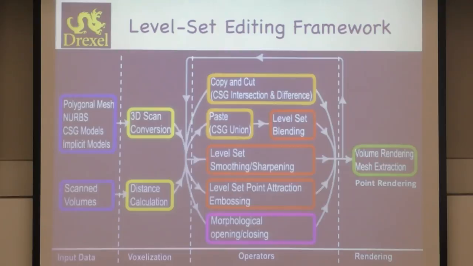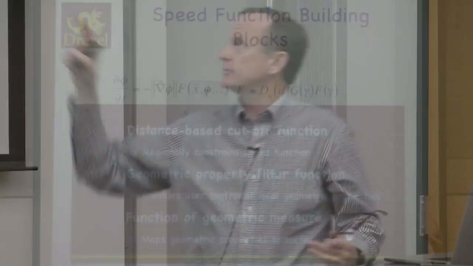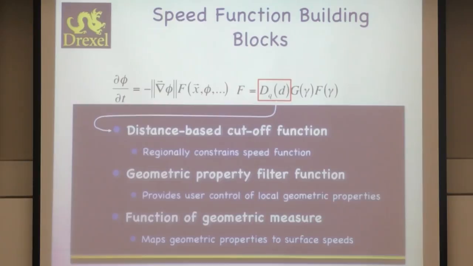We tried to take a structured approach to figuring out what the speed function is. Again, all this is mapping your requirements into some speed field. So we said, let's look at this in a structured way. This is the distance cutoff: I only want level set evolution in some portion of space, so the surface will only move in some portion of space. That regionally constrains the speed function; it goes to zero outside some region.